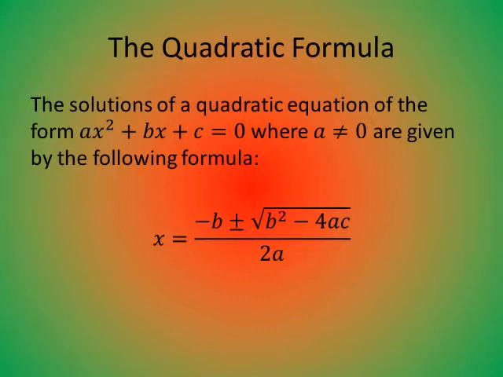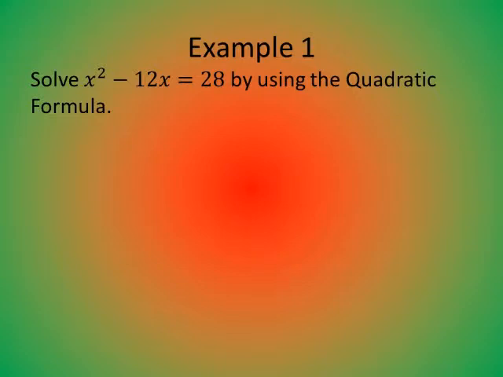And again, that a, b, and c comes from the standard format of the quadratic equation, ax squared plus bx plus c. So you need to kind of go through and label those a, b's, and c's first, and then plug them right into the equation. Let's go and take a look at our first example. It says solve x squared minus 12x equals 28 by using the quadratic formula.